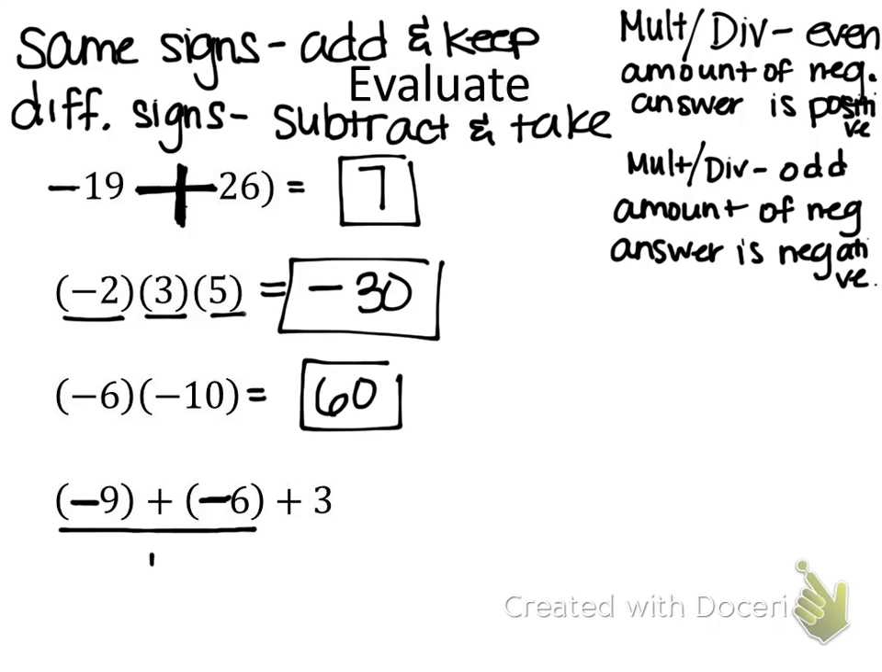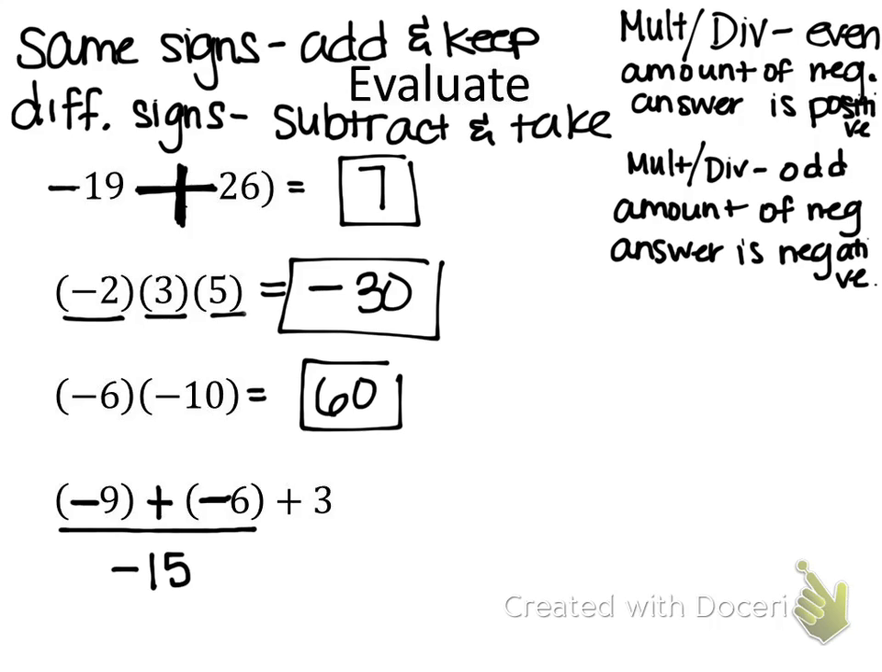9 plus 6 is 15. And keep the sign that they both have, which is negative. Now you may say, but look, there was a plus sign in between it. That plus was just a little extra hint that says, hey, add these 2 numbers together. Same signs, add and keep.